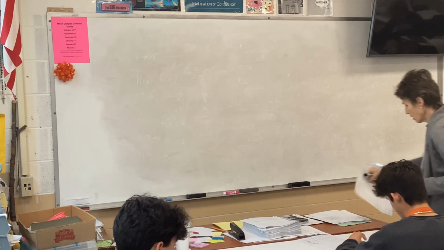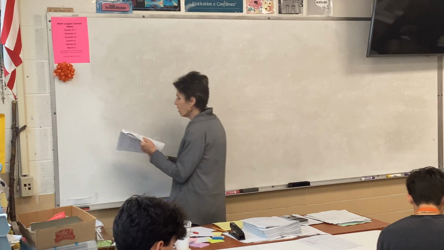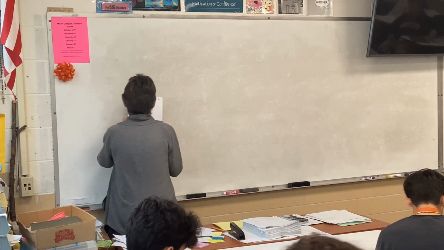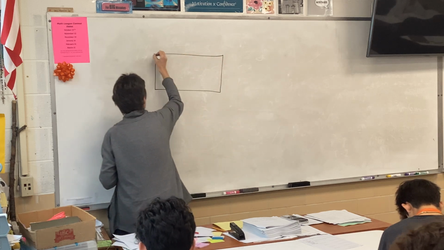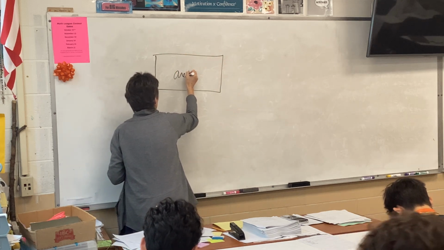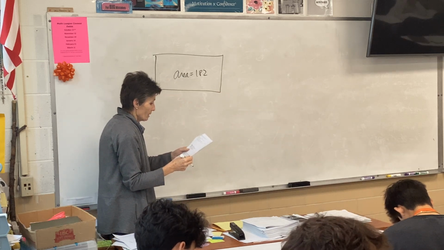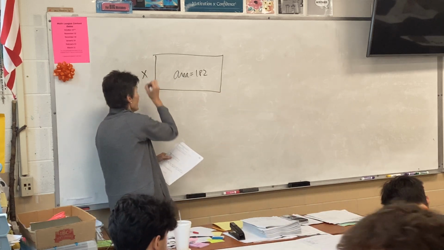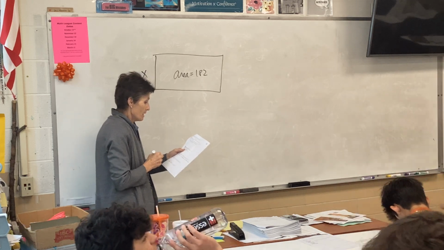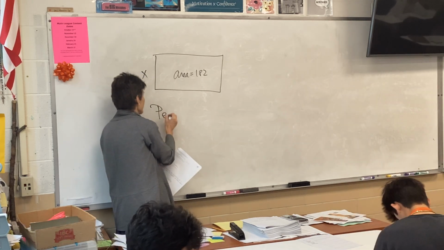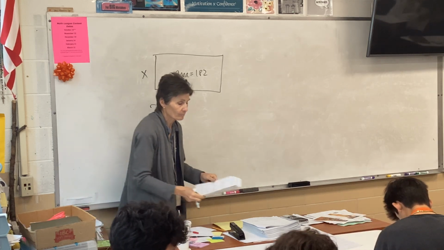All right, so we are minimizing perimeter. Consider all the rectangles with an area of 182. So here's a rectangle, and the area is 182 square feet. Let X be the length of one side. Express the perimeter of the rectangle.